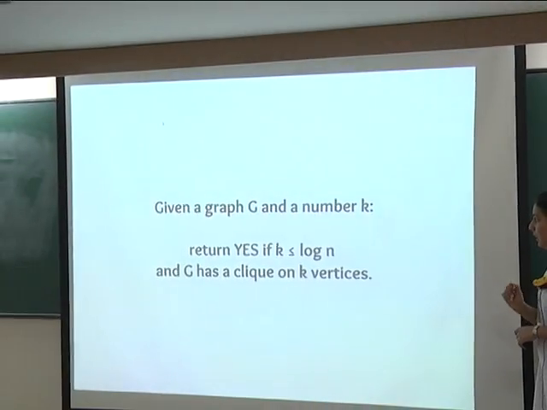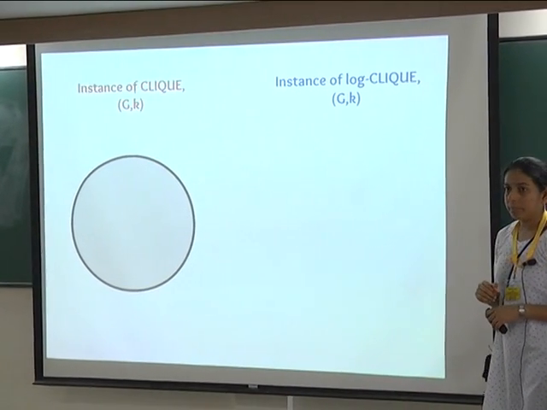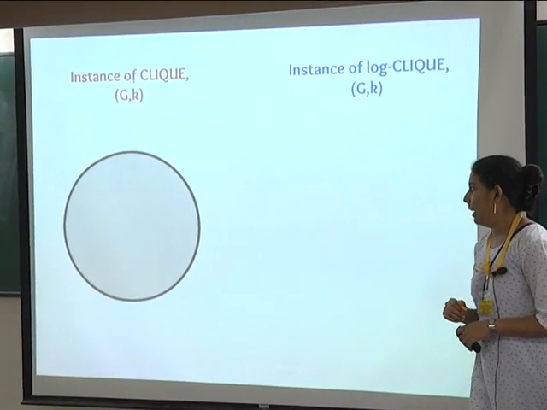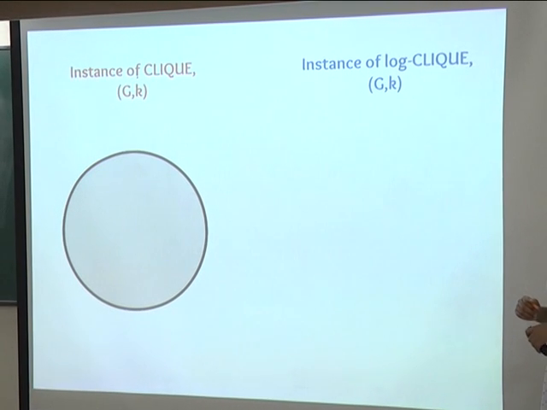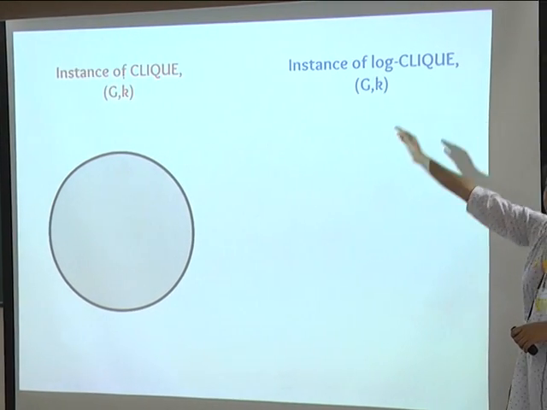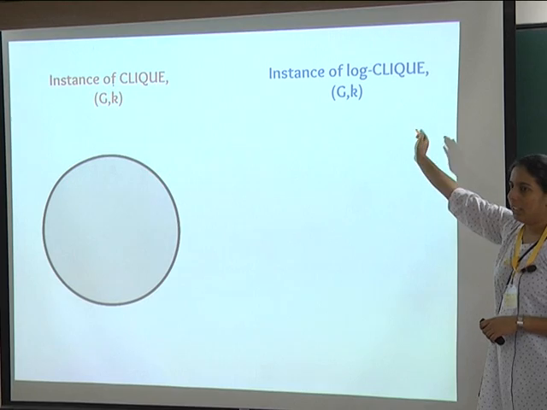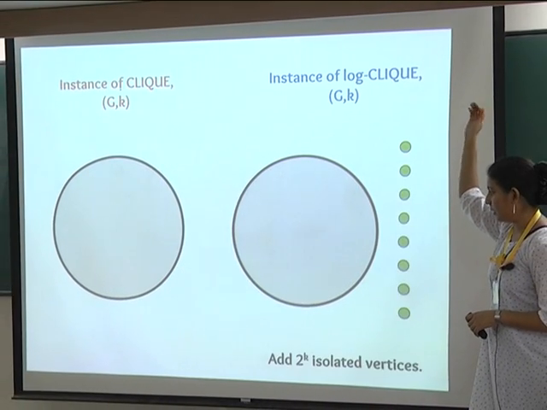Okay, so you start with an instance of clique. Let's first just try to imitate clique. This is a very similar problem. You were asking for a clique there, you're asking for a clique here. So let's just say the reduced instance is just the original graph.